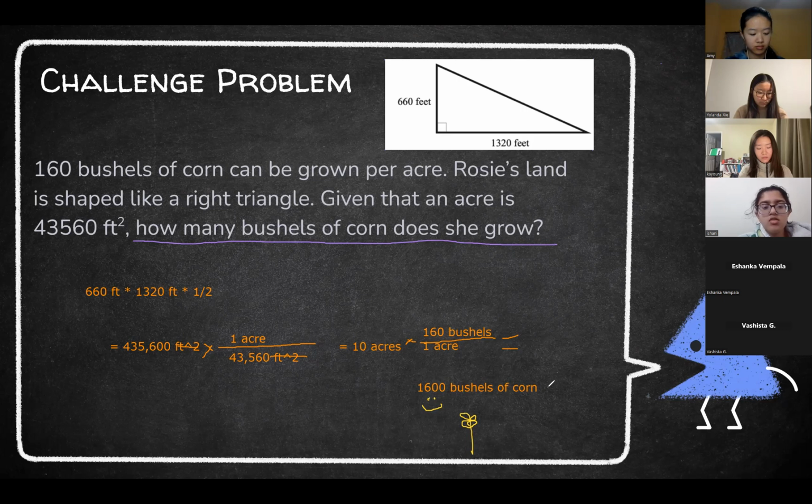So most of you got 435,600 feet squared as the area, and you are correct, right? But you needed to read the problem in order to get from finding the area to finding the actual answer. So yeah. Do you have any questions? Because quite a few of you just did not get it right.